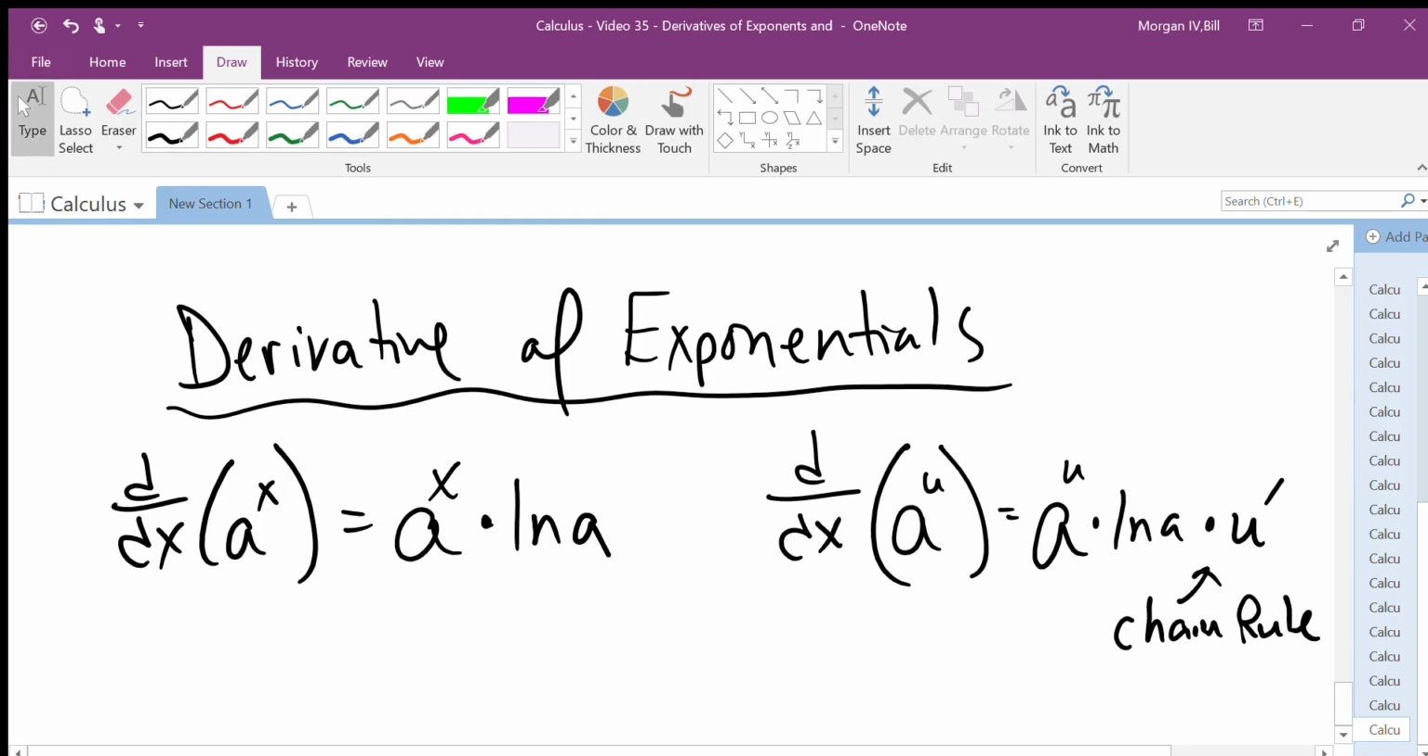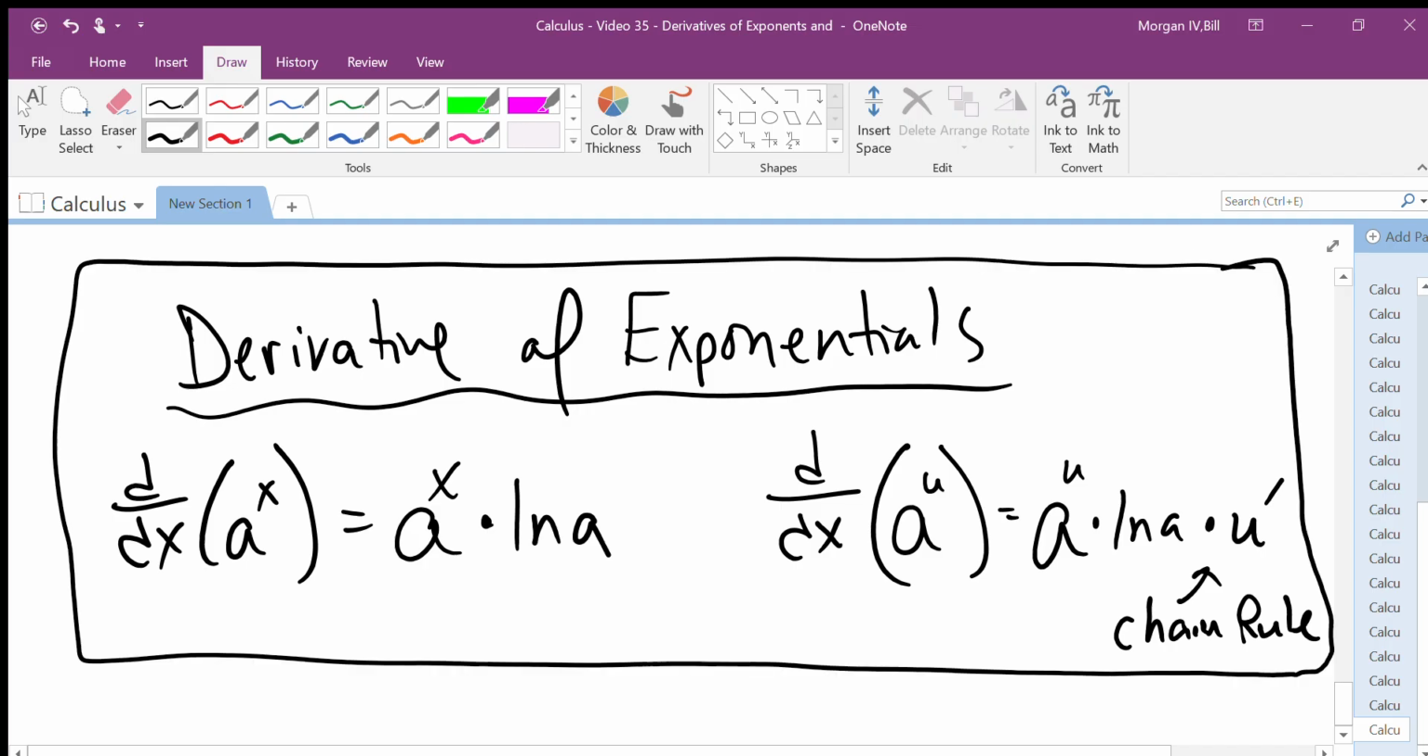So there you go. That is the derivatives of exponentials. That is what we want to know if our base is not just e. So let's just try a few out. I have 3 examples here that we can go through.